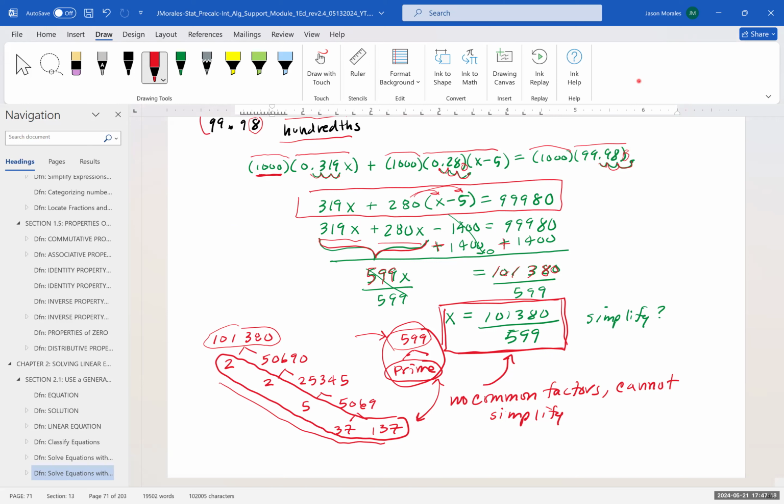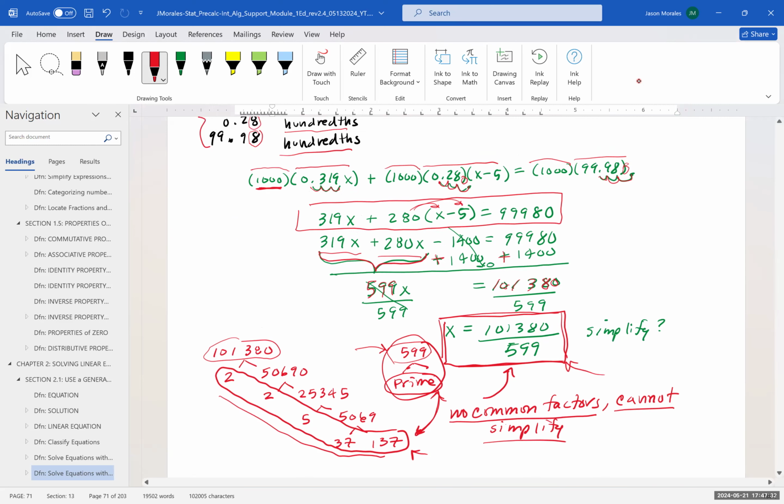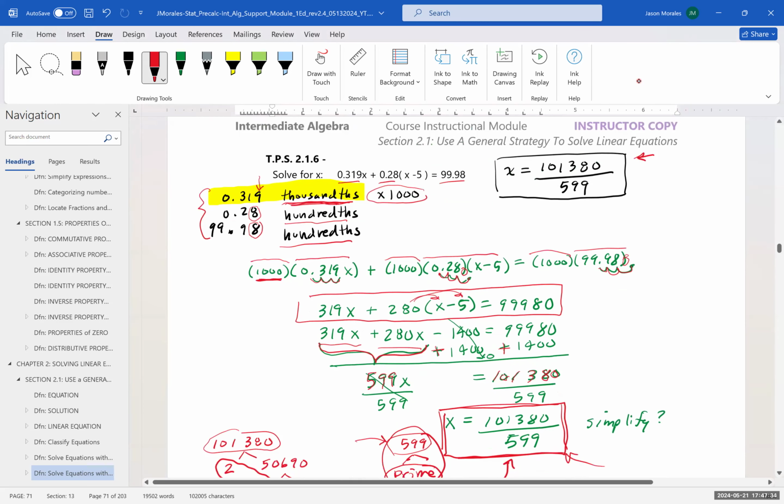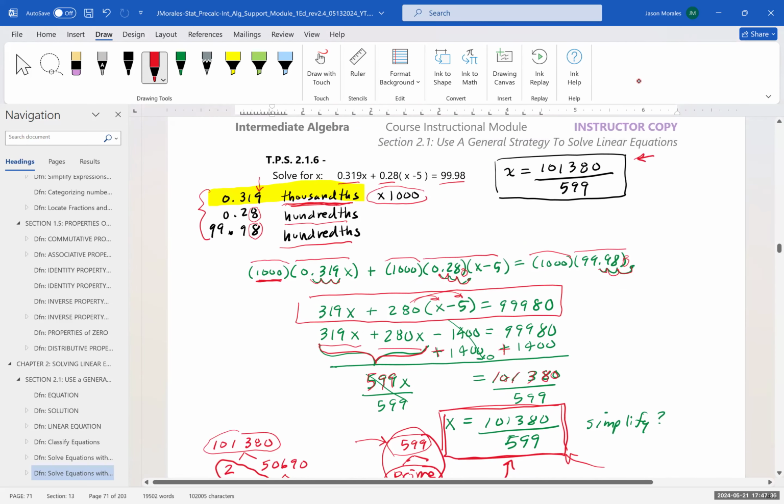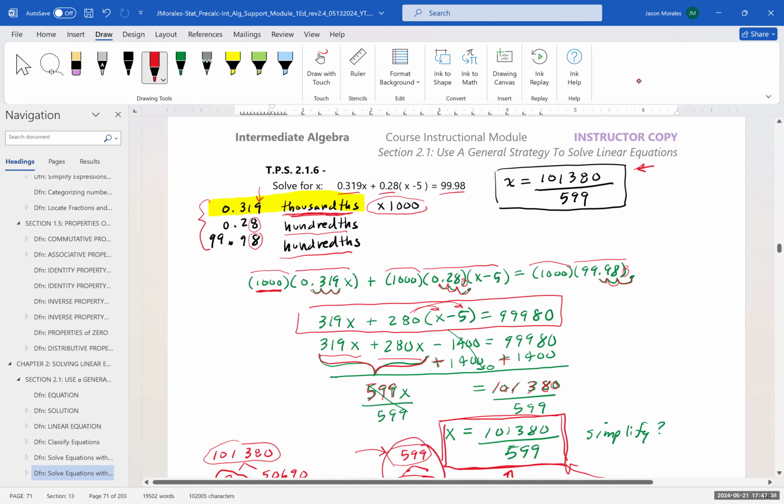So because this numerator doesn't have 599 as a factor, there are no common factors between these two numbers. So with no common factors, it cannot be simplified, and that's our final answer. Okay, so there you go. This is a worked out example on how to solve equations with decimal coefficients.